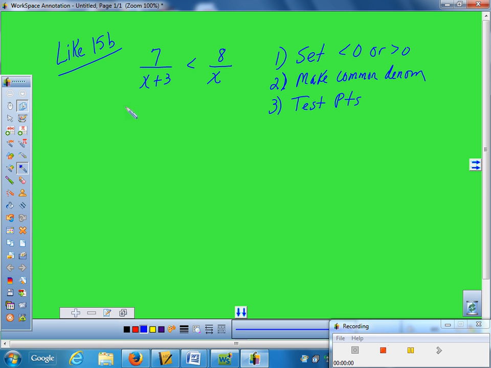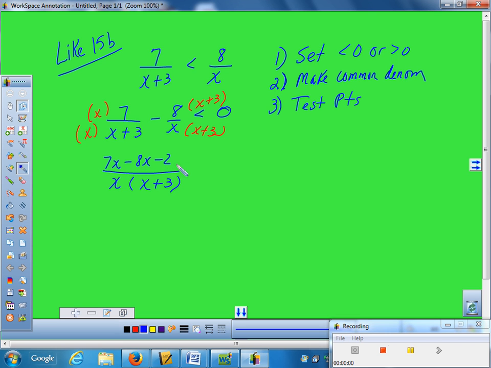So in this case, I would subtract over the 8 over x so that I have it less than 0. Then before I can test points, it ought to all be one fraction, so I'm going to make a common denominator of x and x plus 3, which means the first fraction needs to get multiplied by x, and the second fraction needs to get multiplied by x plus 3. And so if I do that and simplify it, I'll have 7x. Distribute the negative here, so negative 8x minus 24 is less than 0. If I add up my like terms, I have negative x minus 24 over x times x plus 3.